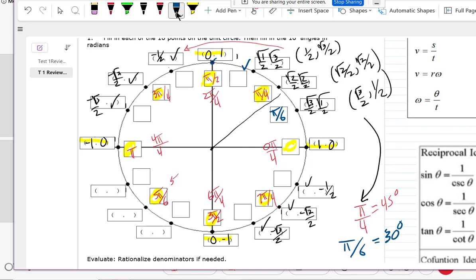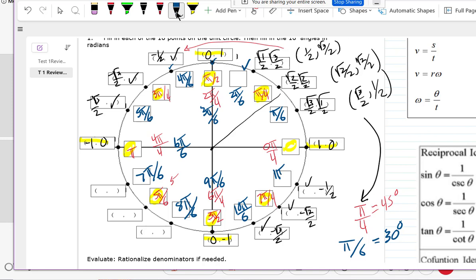30 degree increments. So if you just keep counting those out, it goes like this. You have pi over 6. This one would be 2 pi over 6. This would be 3 pi over 6. 4 pi over 6. 5 pi over 6. 6 pi over 6. 7 pi over 6. 8 pi over 6. 9 pi over 6. 10 pi over 6.